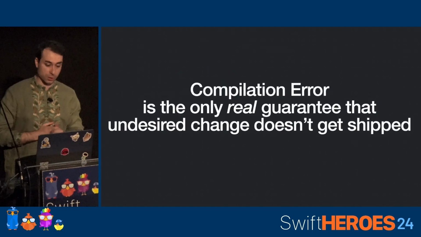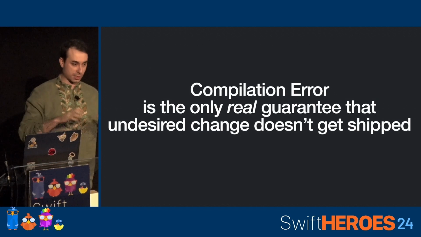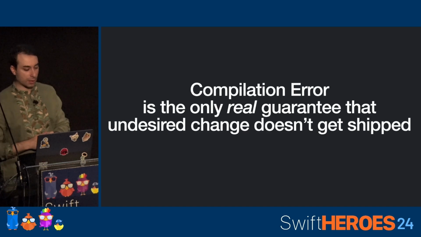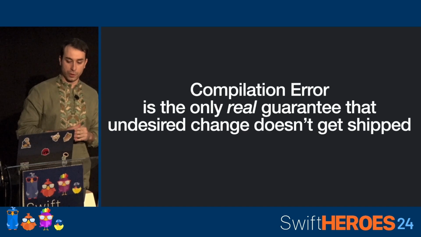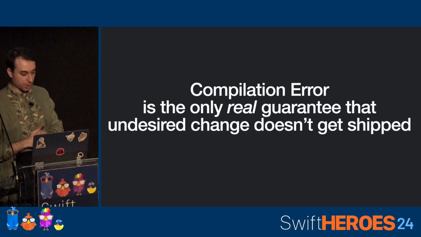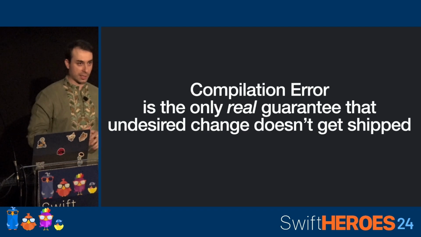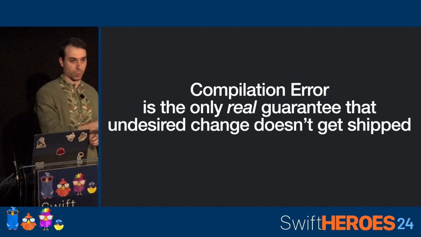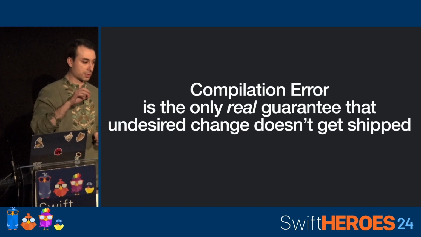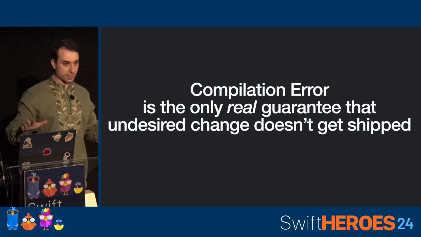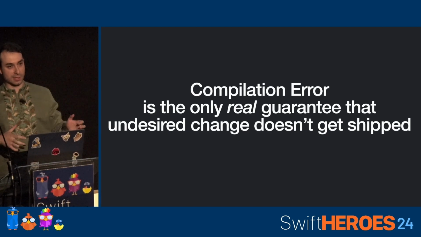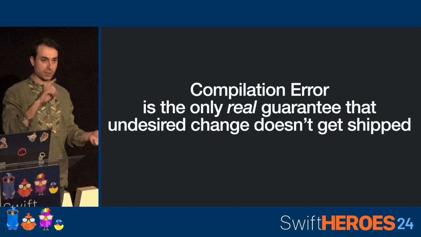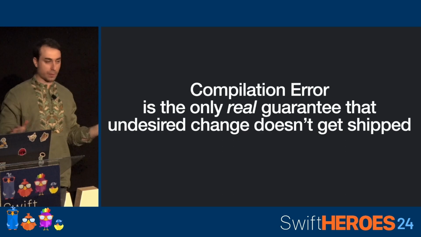And the reason why it's important to get the compilation error and not just runtime safety is because a compilation error is essentially your only real guarantee that undesired change doesn't get shipped into production. Think about it for a second. You can have all the unit tests in the world. You can have all the linter checks, all your CI. All this is remote, it's separated from your code, and it can be disabled, muted, force merged, all that. So you can bypass everything.